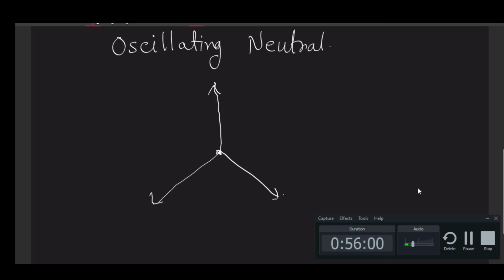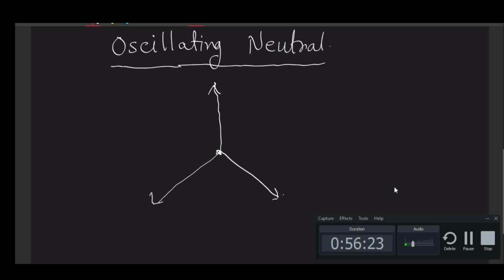Probably there was some sound problem. So what I was trying to tell, let me tell you once again. Today, instead of considering other things, we are going to discuss the concept of the zero sequence network, and first of that we will consider the case of oscillating neutral.